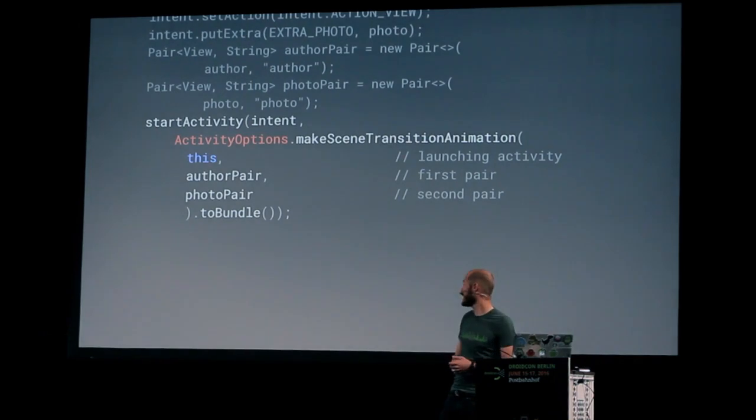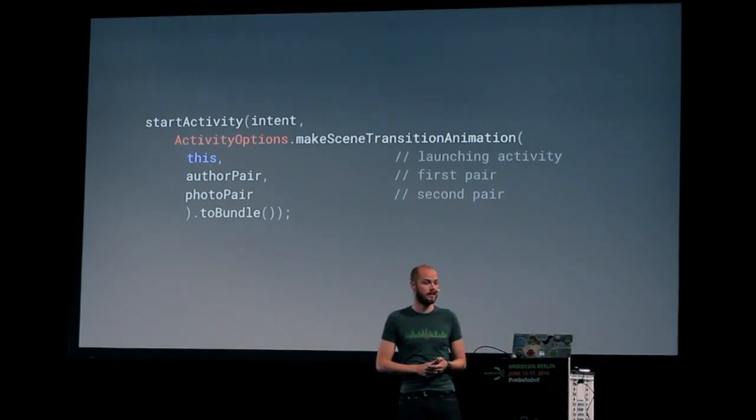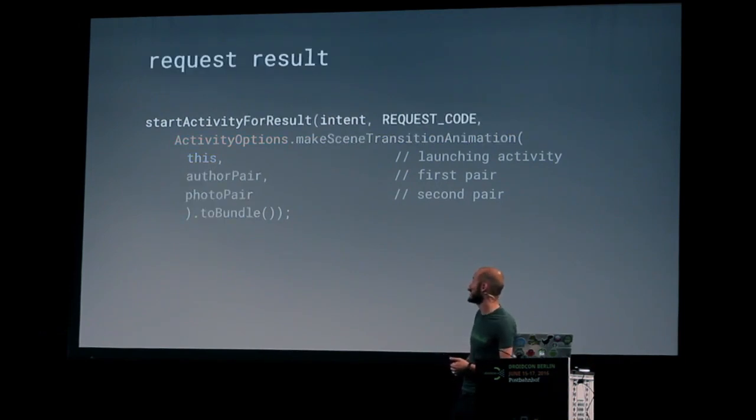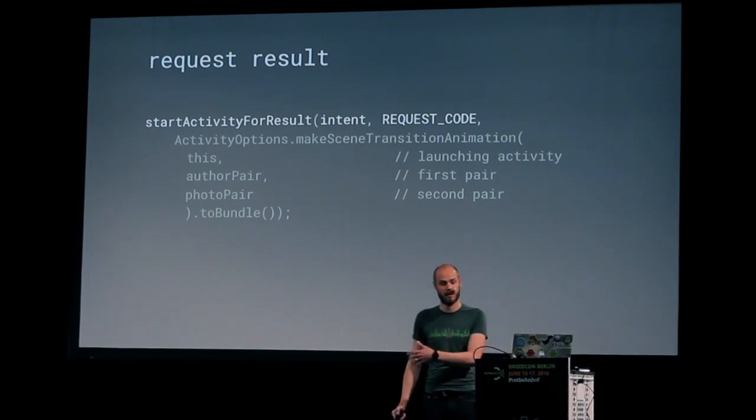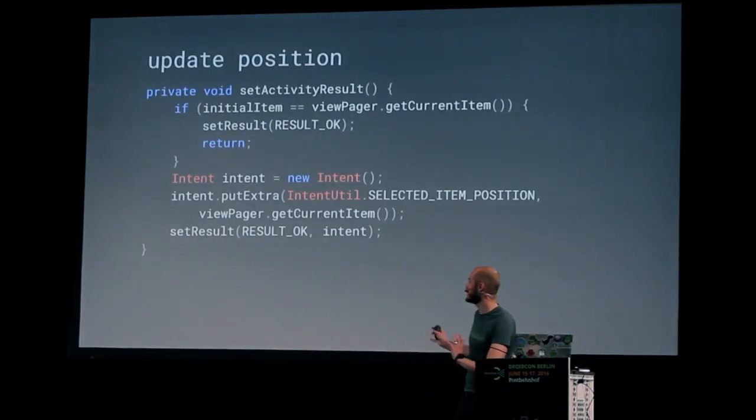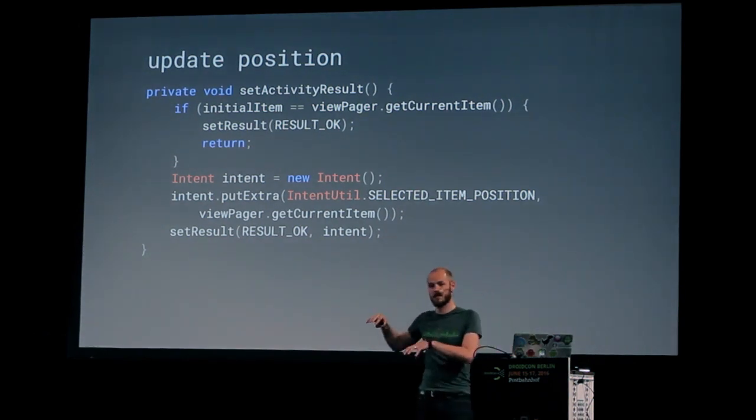So let's get started with that. We already know this call, we build up on that, but we do a slight change, which basically just says, we start the activity for result. So we want a response from the target activity. Within finish, or within a place that you deem possible and necessary, on the way back, we just set the result. If the initial item is the same, I just say result OK, so that my code on the other side will get called.